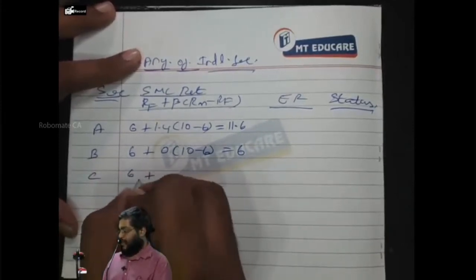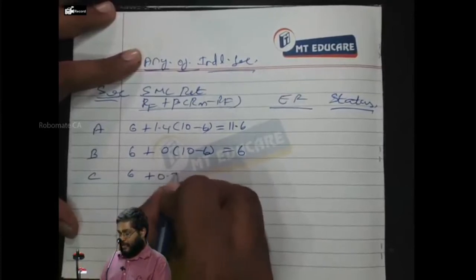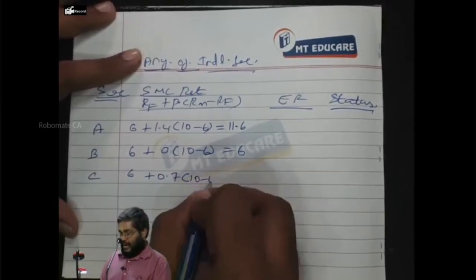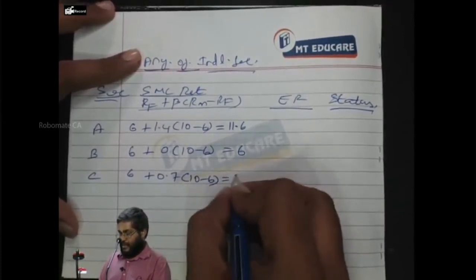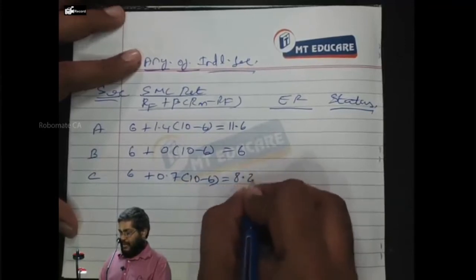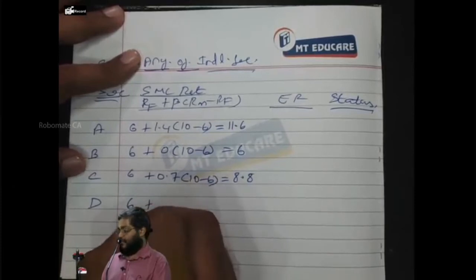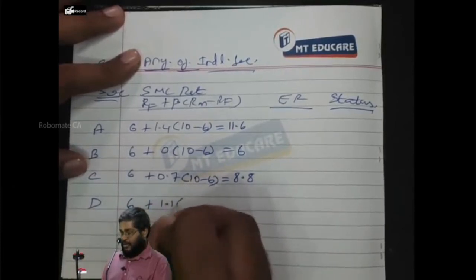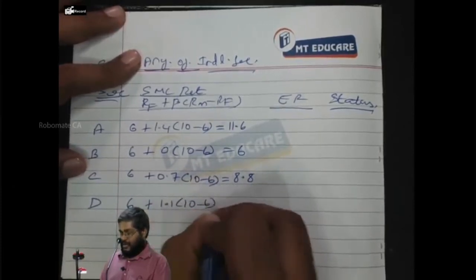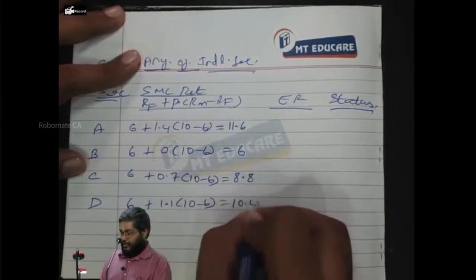Security C. RF plus 6 plus beta, 0.7 into 10 minus 6. What's the number here? 8.8. Security D. RF plus 6 plus 1.1 into 10 minus 6. How many here? 10.4.